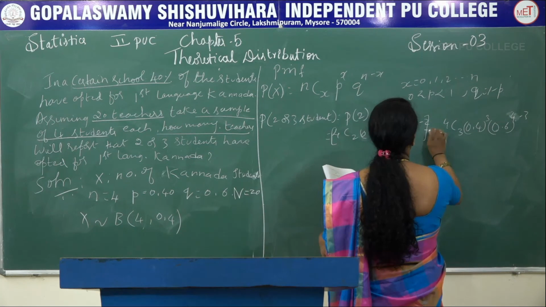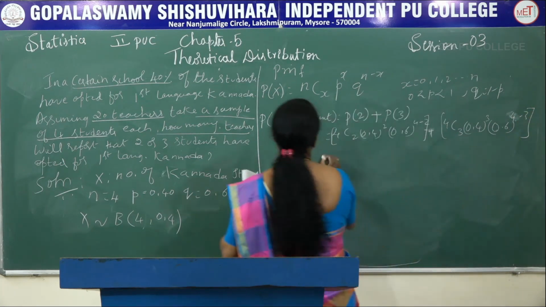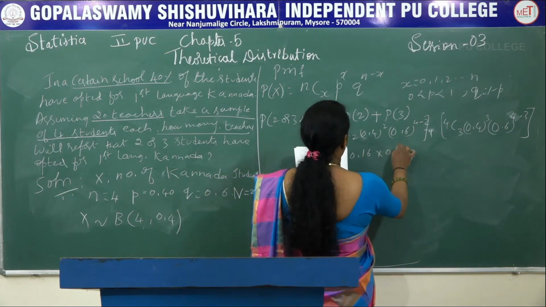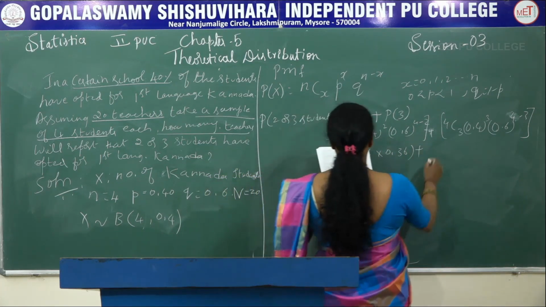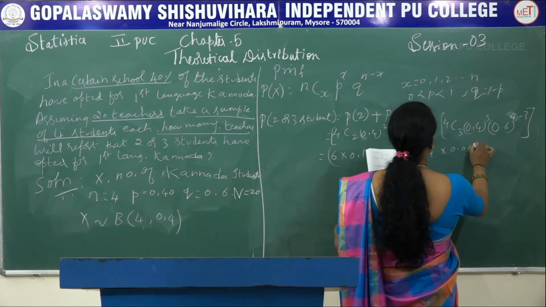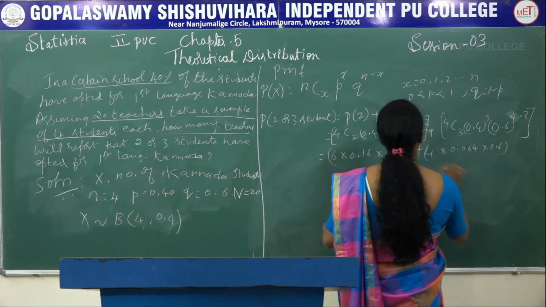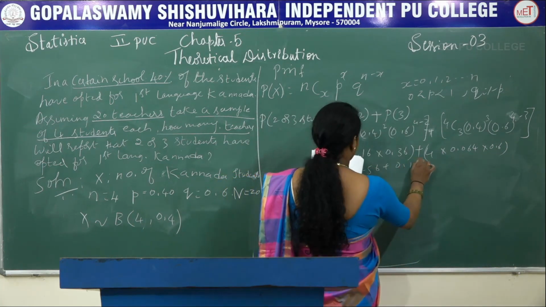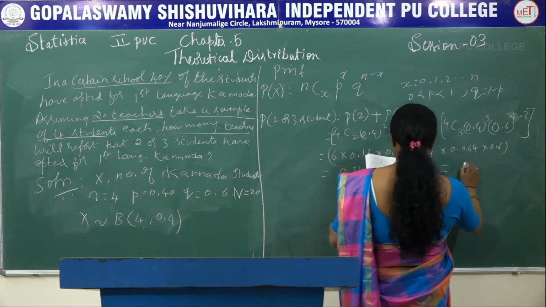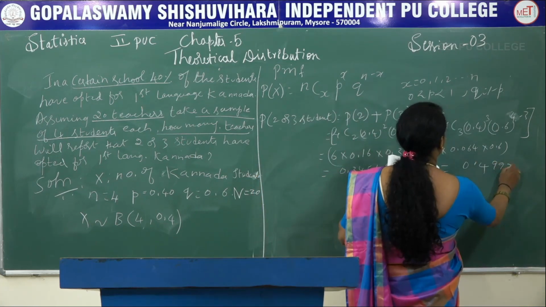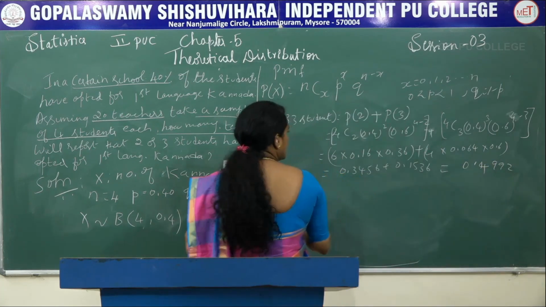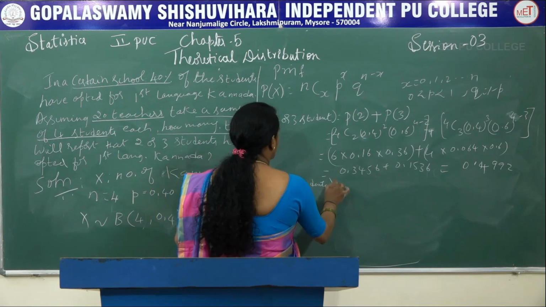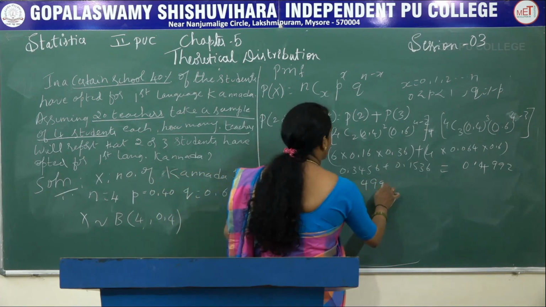I'll write this in a bracket so that it is easy. This is 4C2 is 6 into 0.16 into 0.36, plus 4 into 0.064 into 0.6. This is 0.3456 plus 0.1536, which is equal to 0.4992. So the probability of 2 or 3 students is equal to 0.4992.